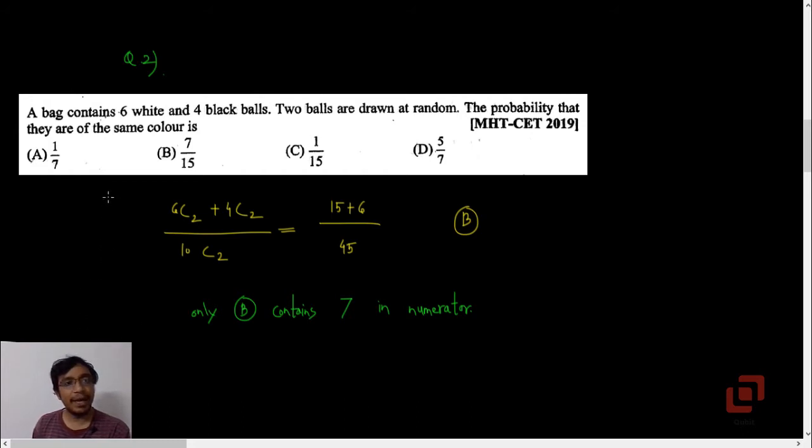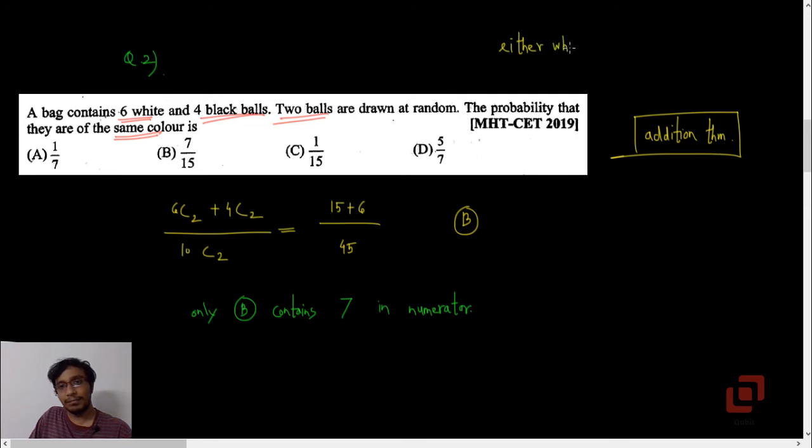There is a bag which contains 6 white and 4 black balls, so the total number of balls is 10. 2 balls are drawn at random. What's the probability that they are of the same color? Now you have to realize that you have to use the addition theorem of probability, or the addition principle, because same color means they will either be white or black. So you need to add the associated probabilities.